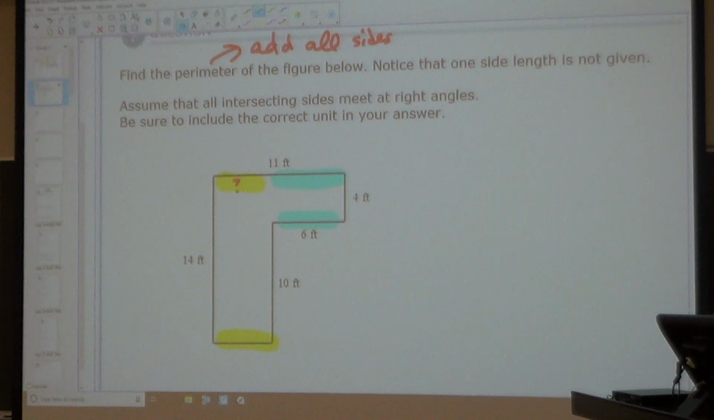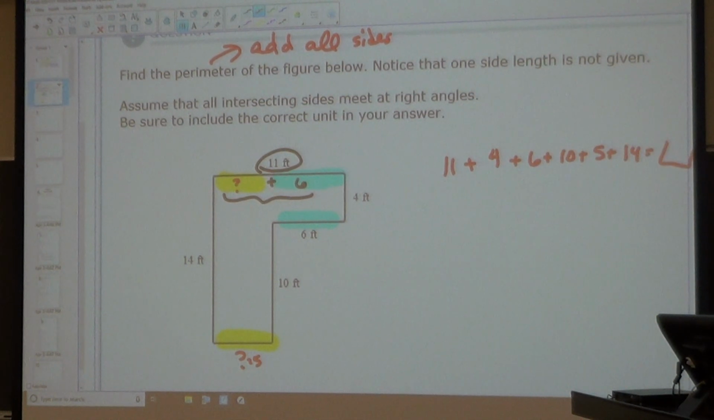So this piece we don't know. This piece is 6, and both of those pieces have to equal 11. That means the red piece is going to equal 5. We good? So now that we know all the sides, then we're going to do 11 plus 4 plus 6 plus 10 plus 5 plus 14, and that's going to give me my answer.